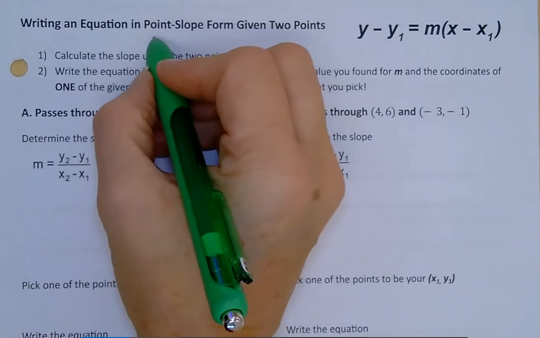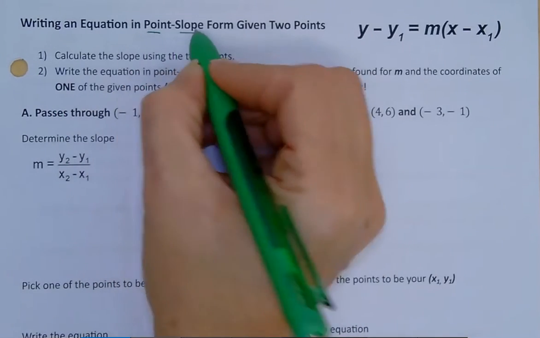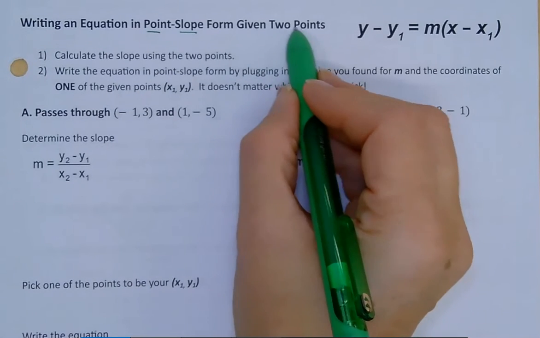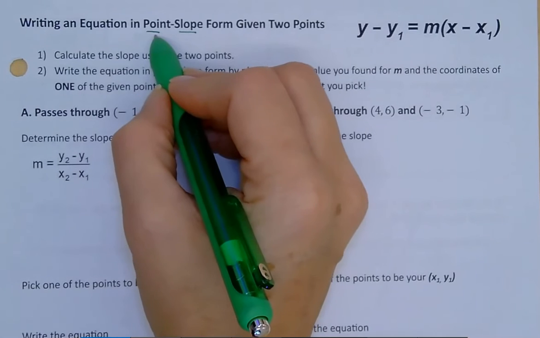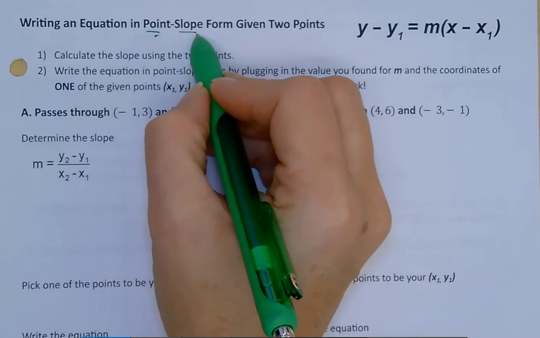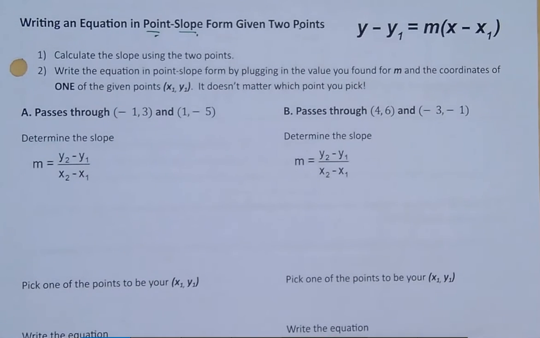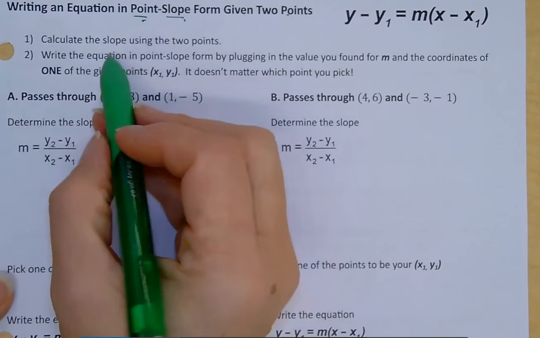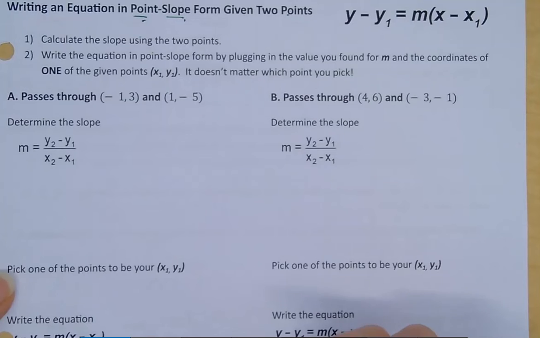points. So of course, in order to write something in point slope form, I need a point and I need the slope. Right? If I'm given 2 points, one of those counts as the point, right? But I need a slope. So we know how to find slope from 2 points. So let's go ahead and do that. Okay? First, I'm going to calculate the slope from the 2 points.